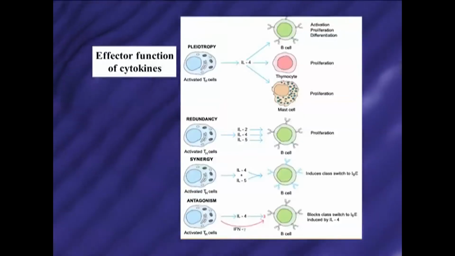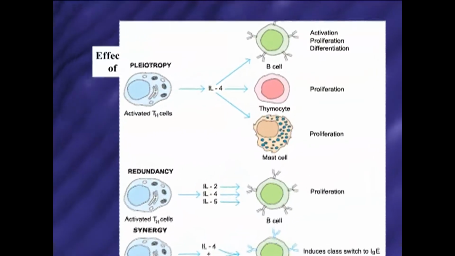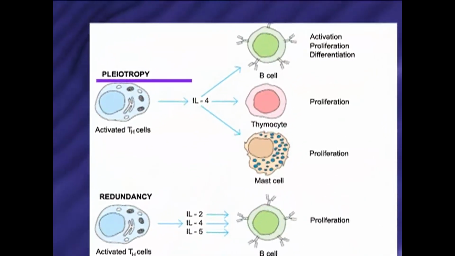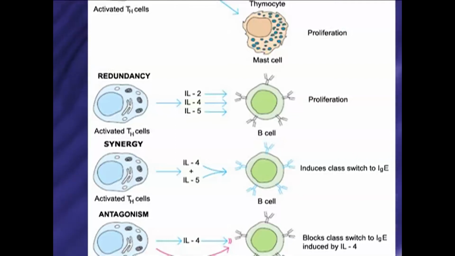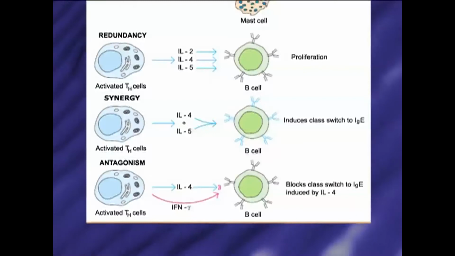Cytokines also show pleiotropy, redundancy, synergism and antagonism. When a particular cytokine has different biological functions on different target cells, it is said to have pleiotropic action. When two or more cytokines act on a target cell and the biological effect is the same, it is called redundancy. When two cytokines act together and their combined effect is greater than the additive effect of the individual cytokines, it is called synergy. And sometimes one cytokine can inhibit the action of another cytokine. That means it shows antagonism, or antagonistic action.